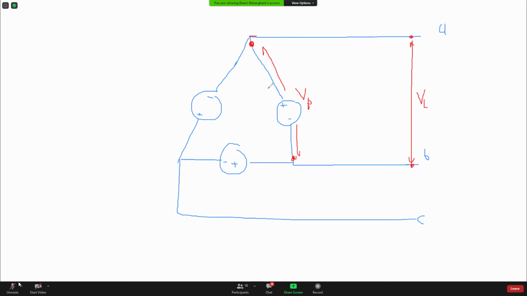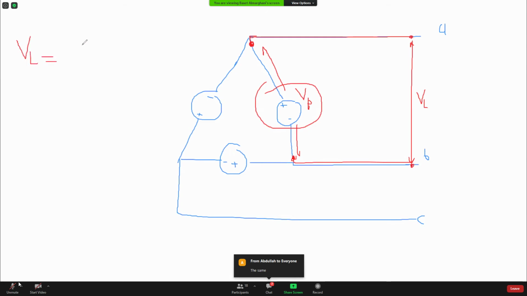If they're the same points, then the phase voltage equals the line voltage here. You think they're the same or not? Any answers? This point is actually connected to this, connected to this. So what is across the voltage here is basically the line voltage. So here V line equals V phase.